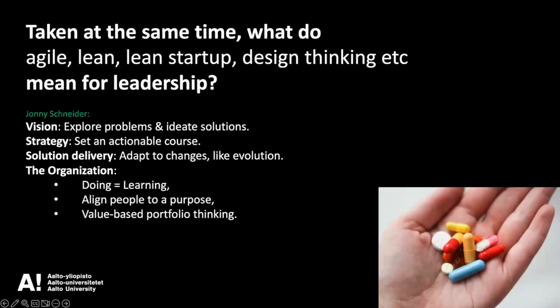So if you take Jonny Schneider's point, if you take all of these vitamins at the same time, the lean startup, design thinking, all of that, put into your hand and gulp them, then his point in the previous picture is that what they really mean for your leadership is that it focuses on the vision. You need to explore problems and ideate solutions. It helps turn your strategy into an actionable course. It gives you really good vitamins for solution delivery, really good at adapting to changes. It's more like evolution. Remember, driving into the fog, you don't know what's coming. You need to evolve as you go. And last but not least, it's about the organization as well. Doing is learning. That's really important. Aligning people to purpose. How do you make all the people understand things in the same way? And then he has a thing called value-based portfolio thinking.